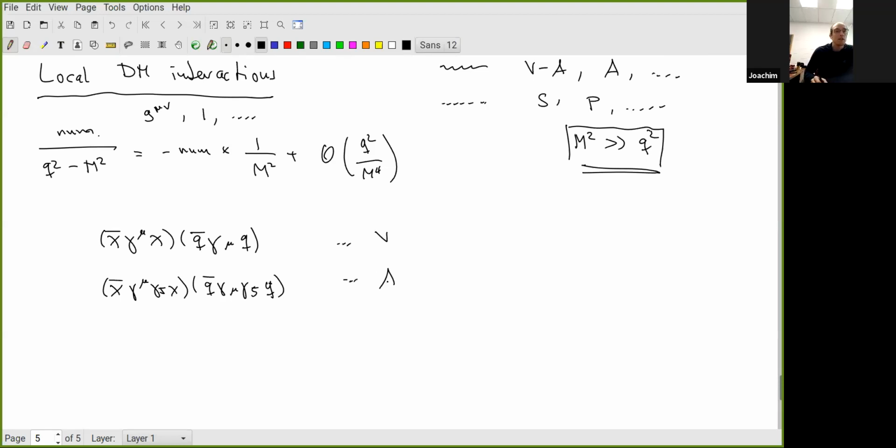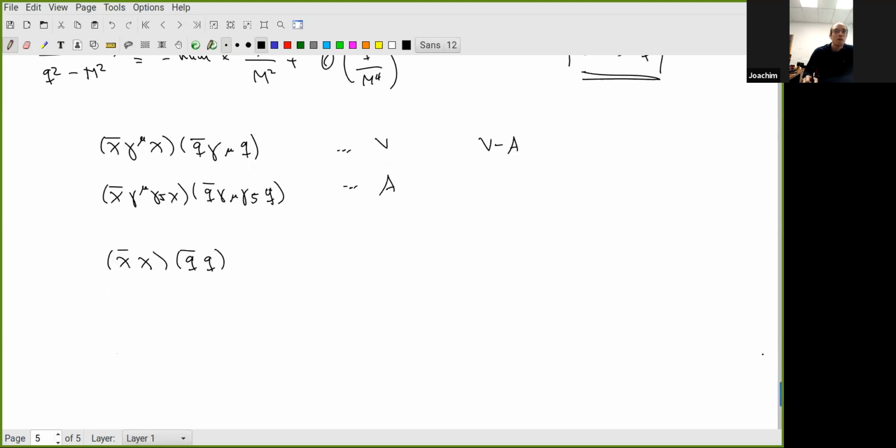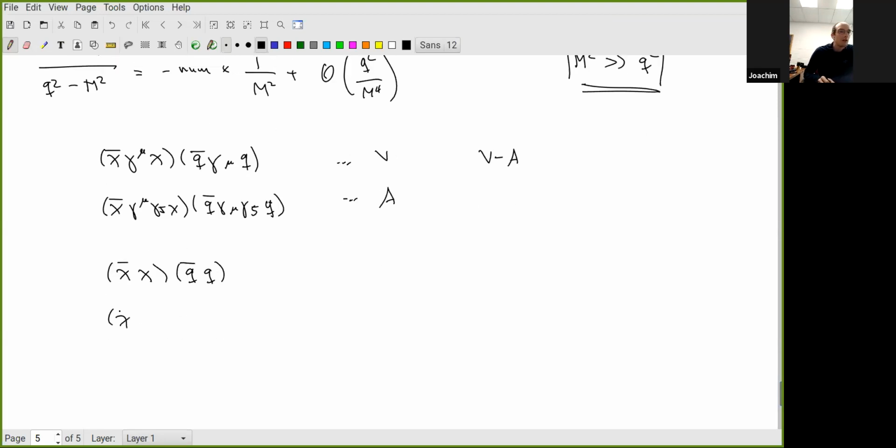Interaction, that would be an axial vector interaction. You can do V minus A, then you get something like the action of the W boson. This could look like just chi bar chi, q bar q, or pseudoscalar exchange. This gives you something like chi bar gamma 5 chi, q bar gamma 5 q.